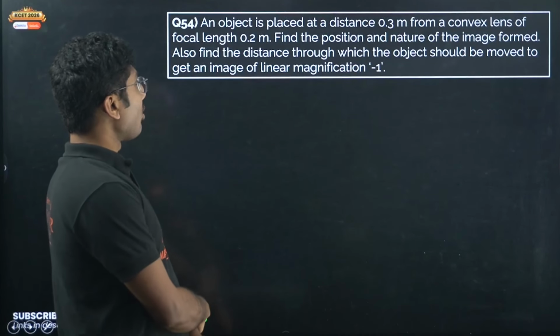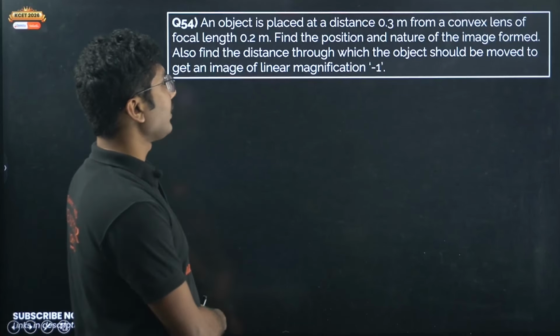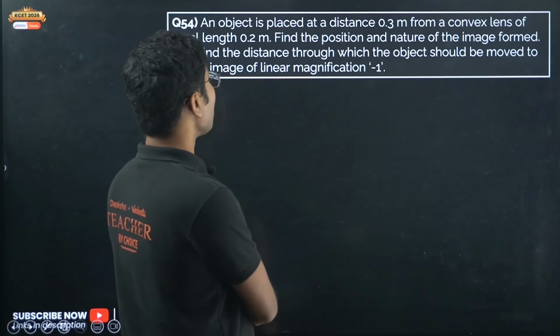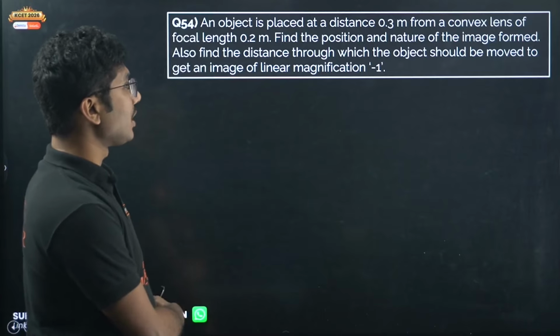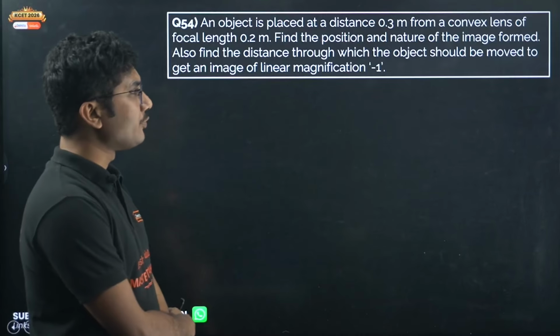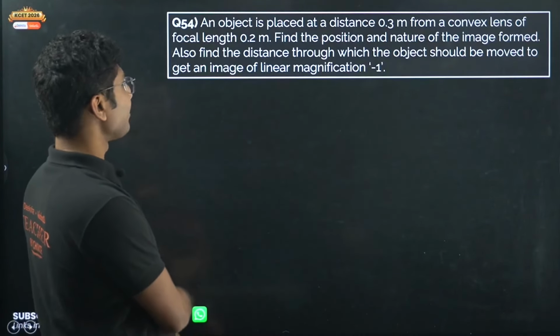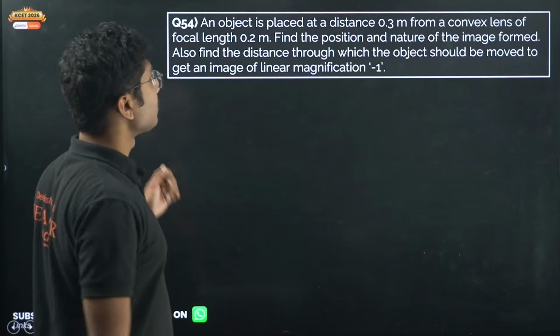Next question: an object is placed at a distance 0.3 meter from a convex lens of focal length 0.2 meter. Find the position and nature of the image formed. Also find the distance through which the object should be moved to get an image of linear magnification -1. Okay, we will solve it one by one.